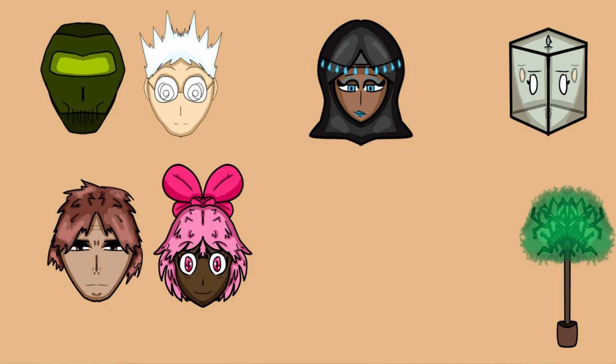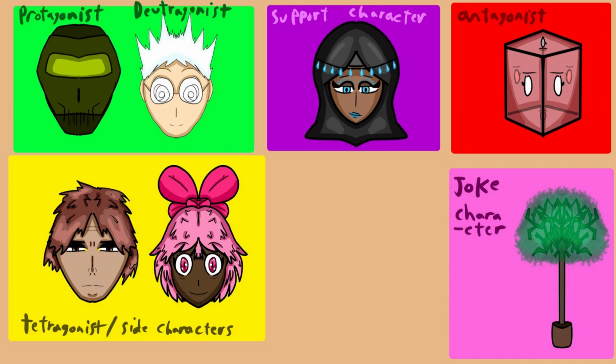So if you want to create character dynamics, you'll have to arrange your cast's specific roles in a story. That way you could put them in simple categories like main characters with the protagonist and deuteragonist, closer main characters like the three tetragonists, and the side characters, like the antagonist and the supporting characters that are prevalent to the story but not really that important. And if you want, for the fun of it, just add a joke character. But that's not our focus for today.